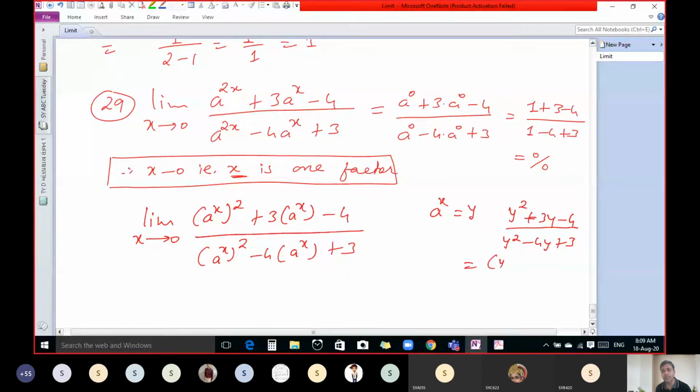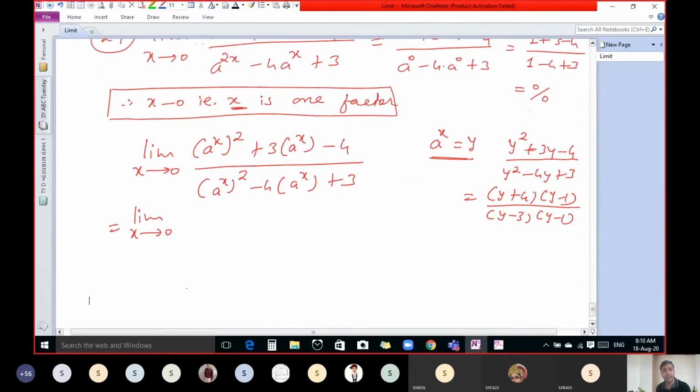The factor of this is y plus 4, y minus 1, and here the factor is y minus 3, y minus 1. So these are the factors. Now instead of y you can put a raised to x. So simplify this. Limit x tends to 0, factorize. How to factor? Just this is the factor. Instead of y, you have to write a.